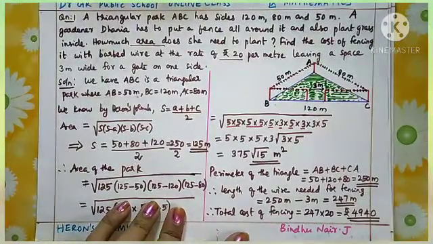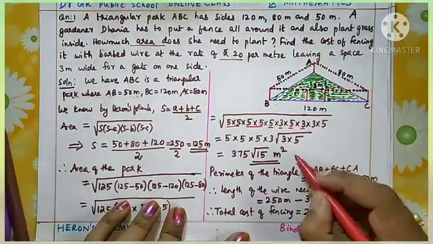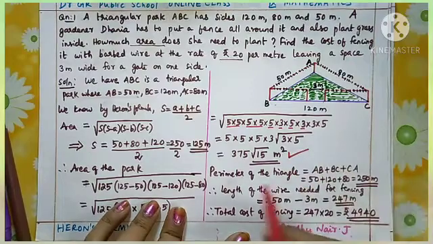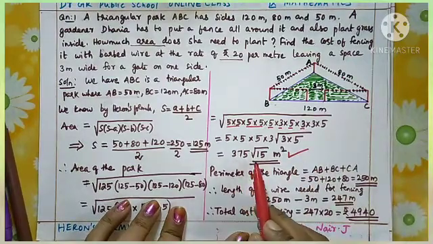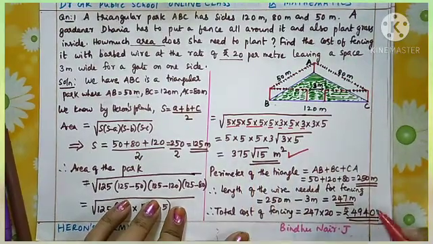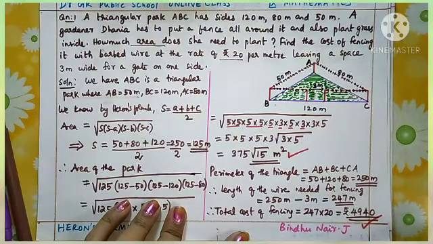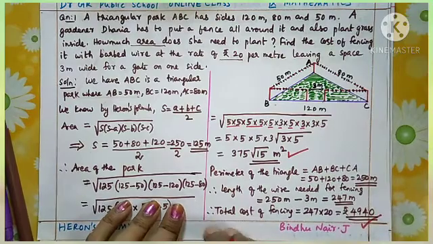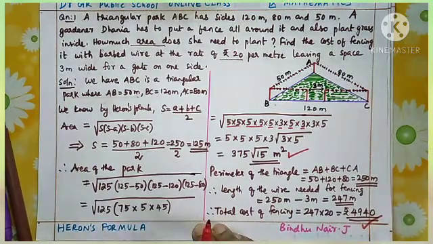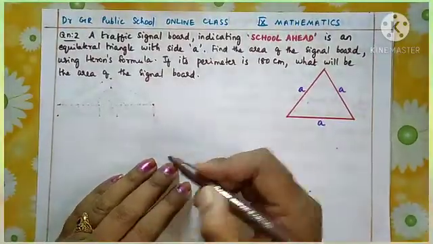So thus we got our required answers. Area of the park is 375 into root 15 meter square, and total cost of fencing is 4,940. Hope all of you understood. Now we can go to the next question. Now this is your second question.